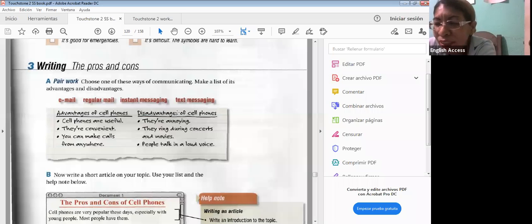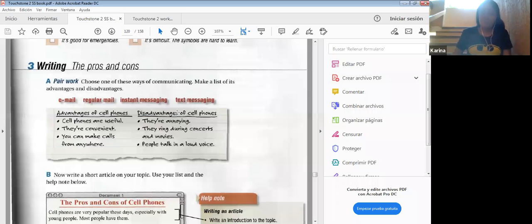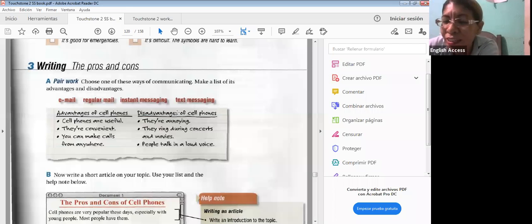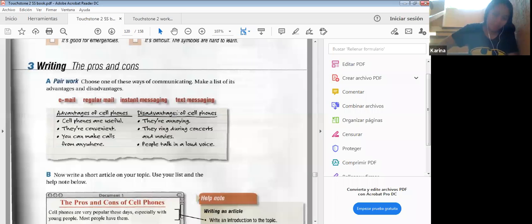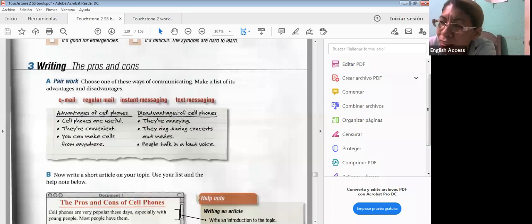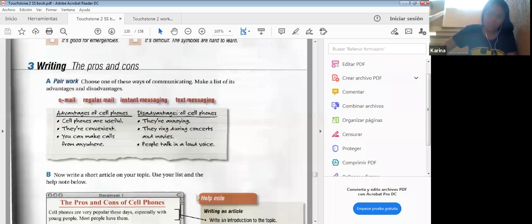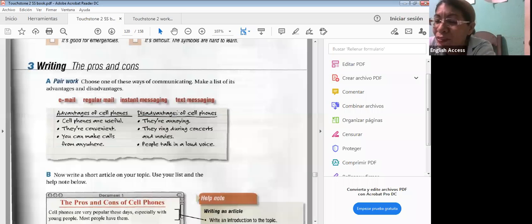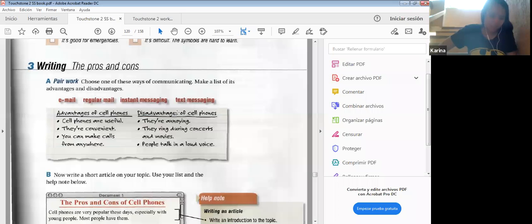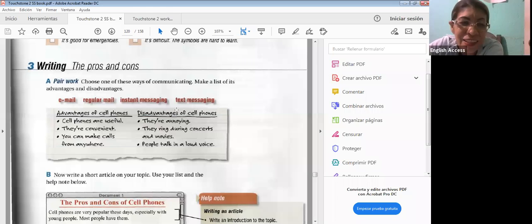So, another one? Email. Email, okay. Advantages of email: it is faster, it is easy, more formal, and you can get a lot of information. Okay. And the disadvantages of email: it is boring. You need internet and you need to create a user. Yes, correct.